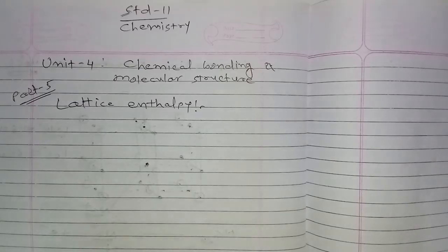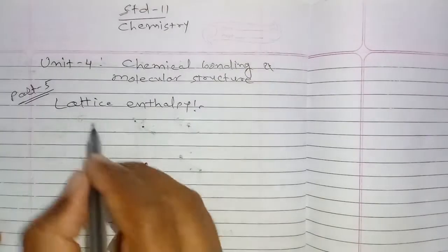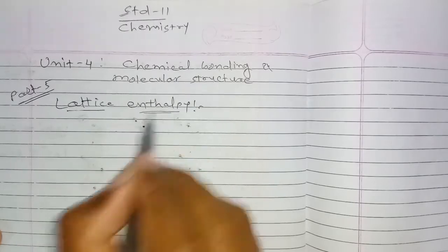Standard 11 Chemistry, Unit 4: Chemical Bonding and Molecular Structure, Part 5. Last time we had discussed about ionic bond or electrovalent bond and the structure of sodium chloride. Here we discuss about lattice enthalpy.